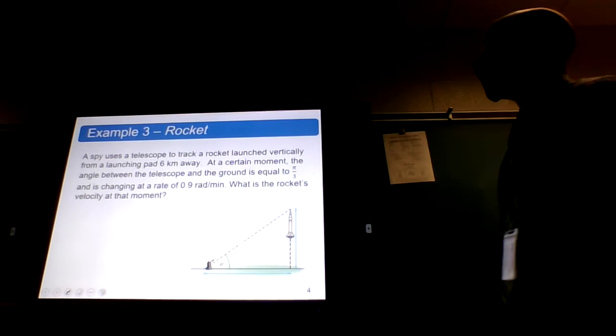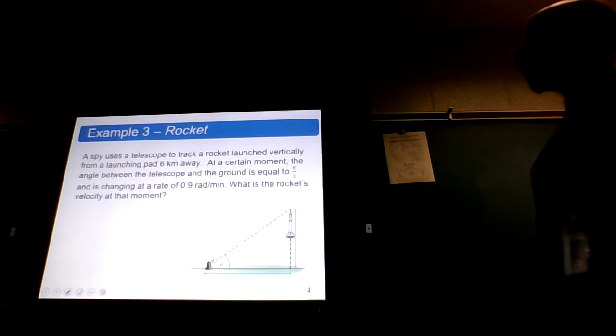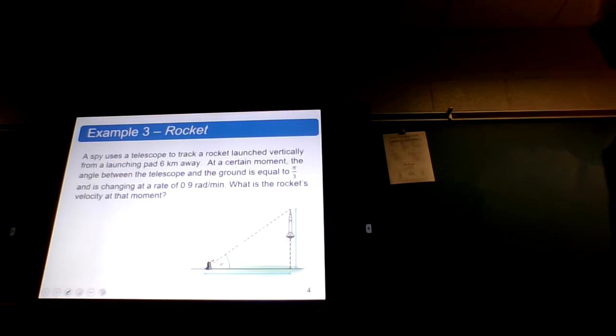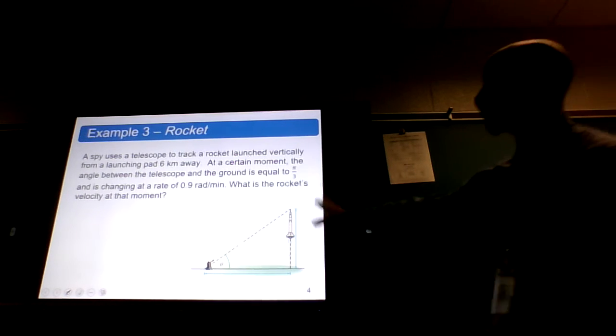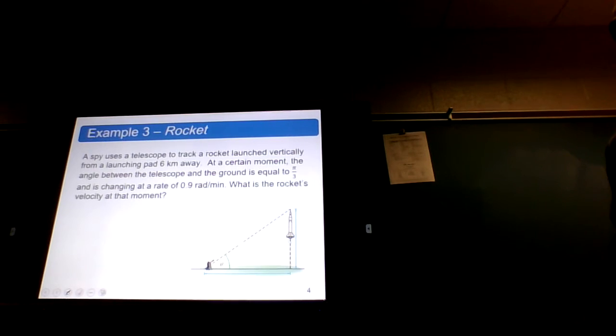All right. A spy uses a telescope to track a rocket launched vertically from a launch pad 6 kilometers away. So I got a little picture here again. At a certain moment, the angle between the telescope and the ground is equal to pi over 3, and is changing at a rate of 0.9 radians per minute. What is the rocket's velocity at that moment?